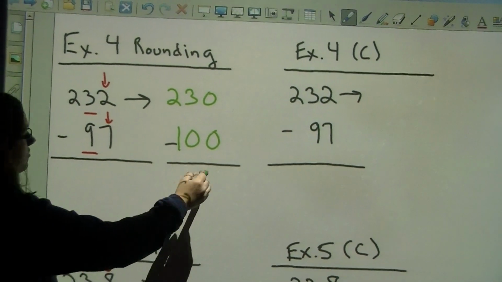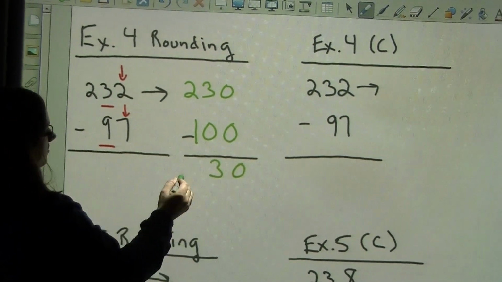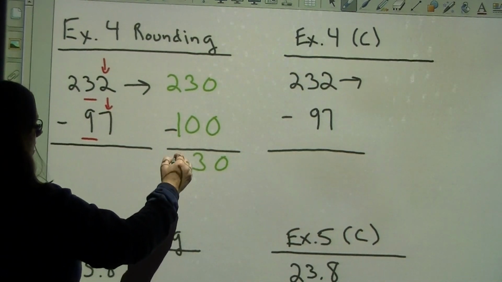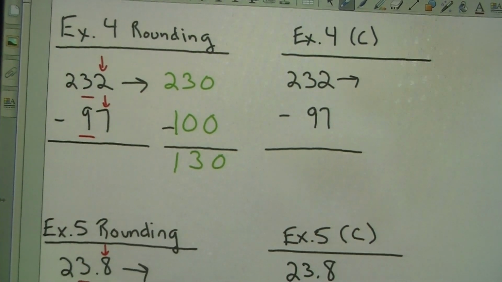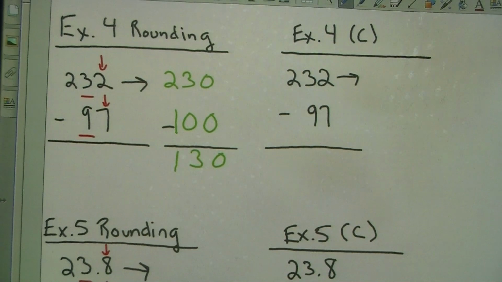Good. And now we can subtract. 0 minus 0 is 0, 3 minus 0 is 3, and 2 minus 1 is 1. So our estimate would be about 130.